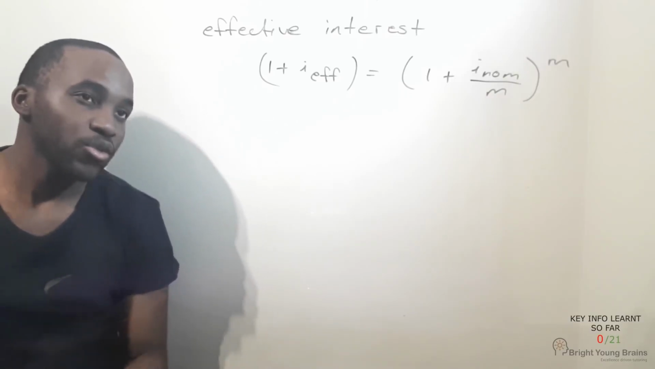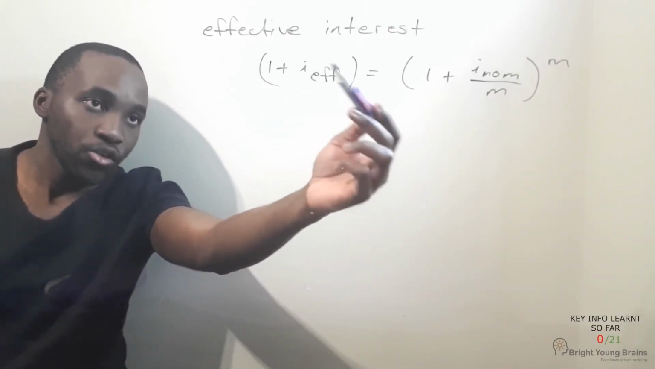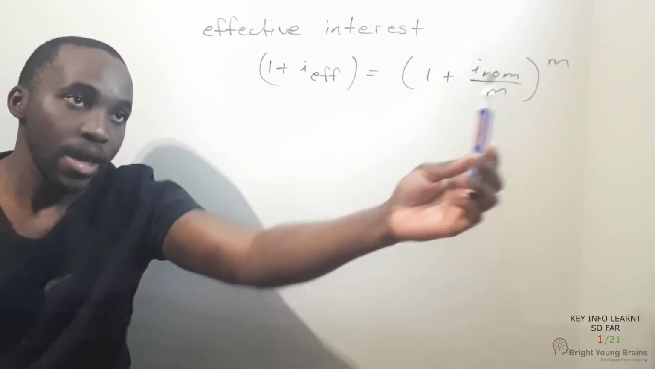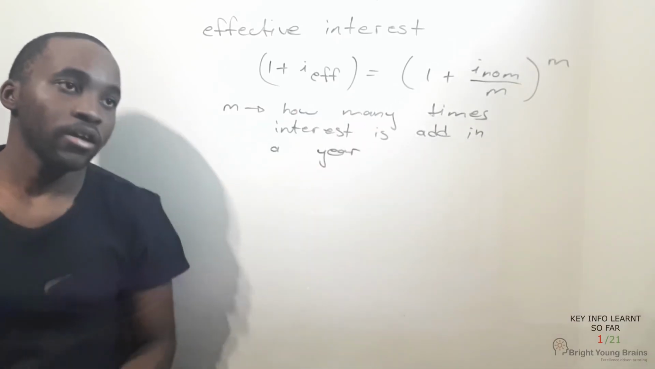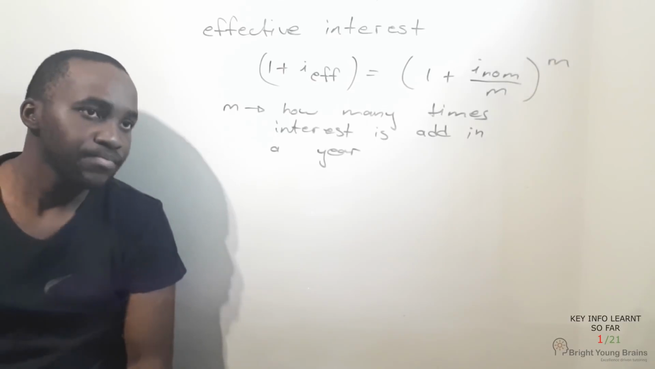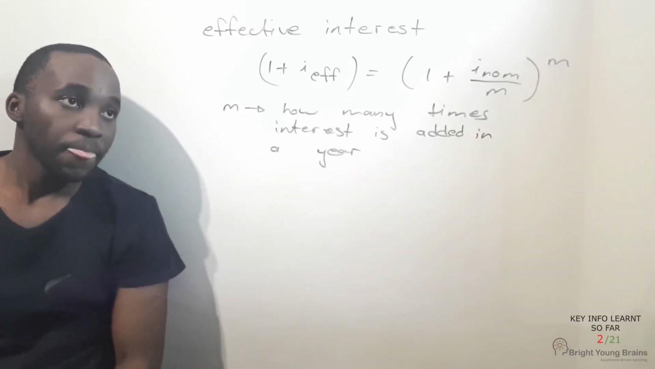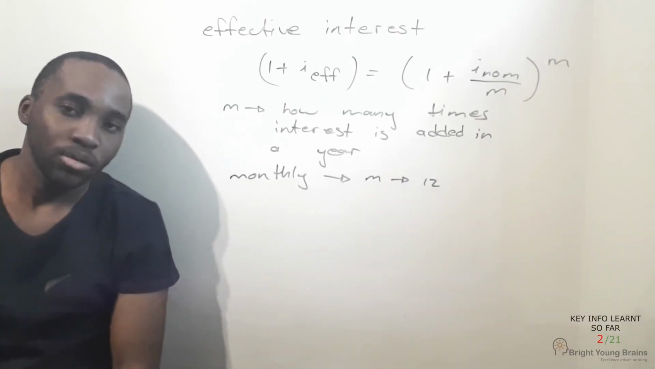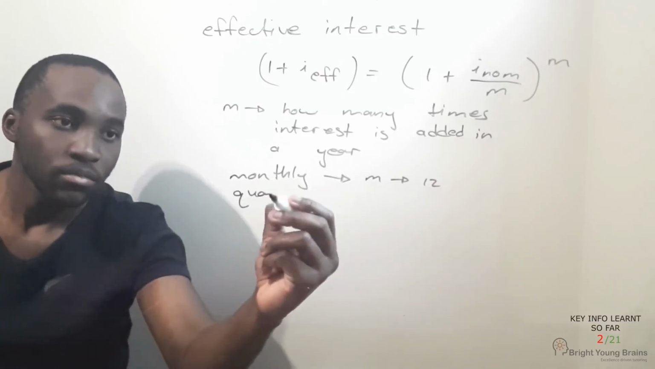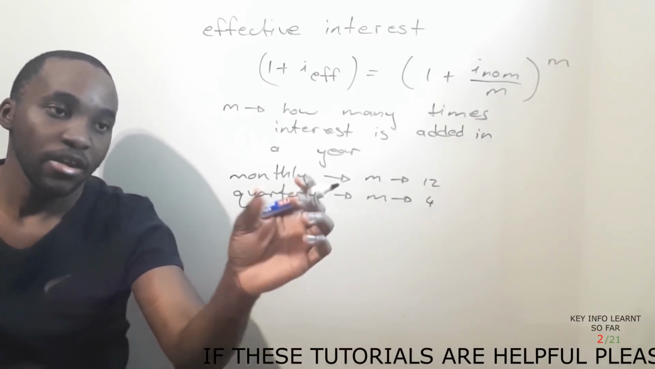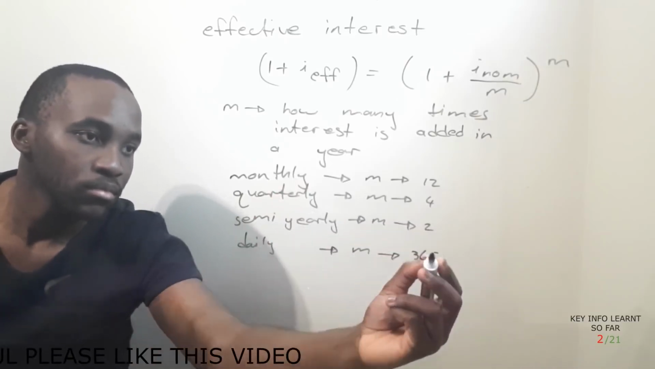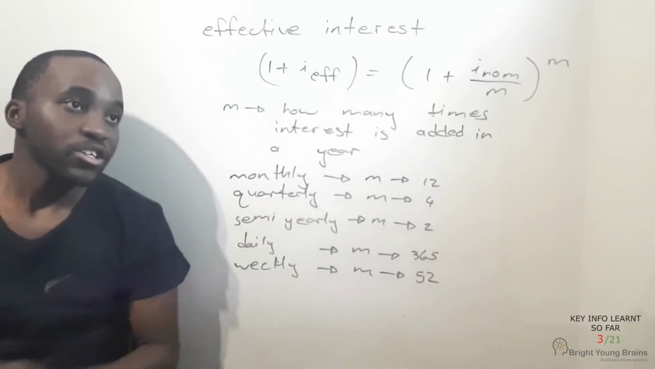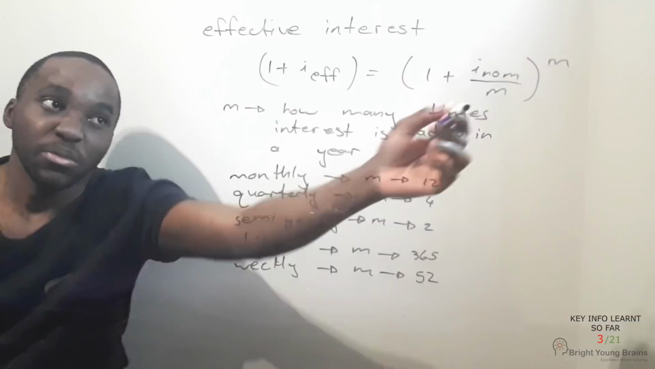So, with this formula, we know that we have two I's. This is your interest for effective interest, and this is your I for nominal interest. Our M refers to how many times interest is added in a year. So, for example, if your investment is gaining interest monthly, your value for M will be equal to 12. If it's quarterly, your value for M is a 4. And then a few more, semi-yearly, daily, and weekly.